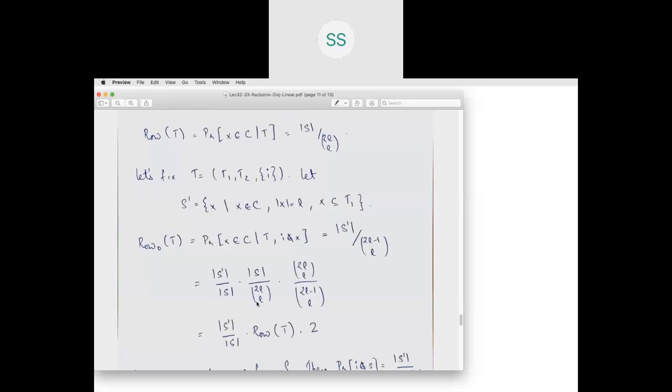But I can write this as, I can divide and multiply by size of S, and divide and multiply by 2L choose L. So now I get size of S prime divided by size of S, times size of S divided by 2L choose L, times 2L choose L divided by 2L minus 1 choose L. Now this one, size of S divided by 2L choose L, is already calculated as rho T. And this, if you just write down the binomial coefficients, you will get that it is nothing but 2. So now rho 0T is the fraction of size of S prime divided by size of S, times rho T, times 2.